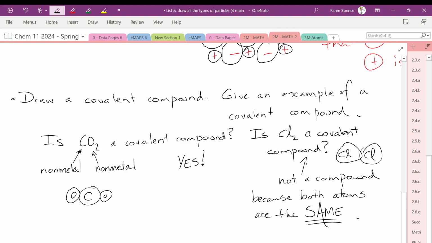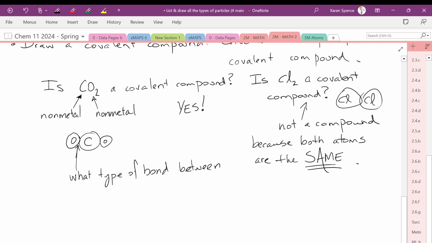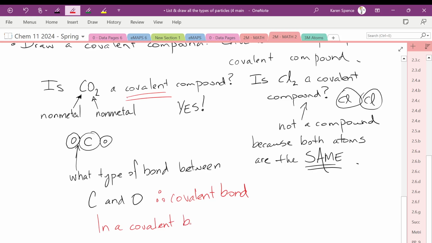Okay, so that is a covalent compound. Cl2 is not a covalent compound, but what kind of bond is there? What type of bond between C and O? Yes, it is a covalent compound, therefore it is a covalent bond. Tell your partner, please, what happens with the electrons in a covalent bond? In a covalent bond, electrons are shared.